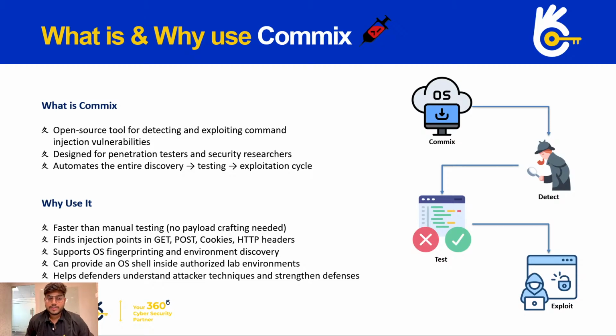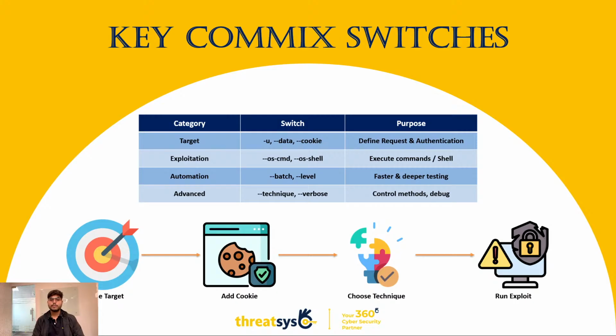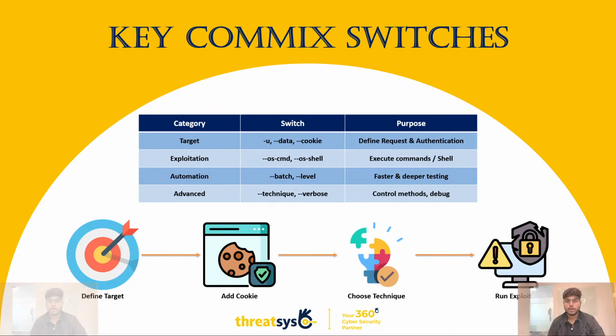So now that we understand why we use Commix, let's come to some of its key switches and parameters that make it powerful. Think of these switches as shortcuts. They help you control the behavior of the tool depending on what you are trying to achieve. First, as mentioned in the table there, is the --url. This is where you provide the vulnerable URL that you want Commix to test.